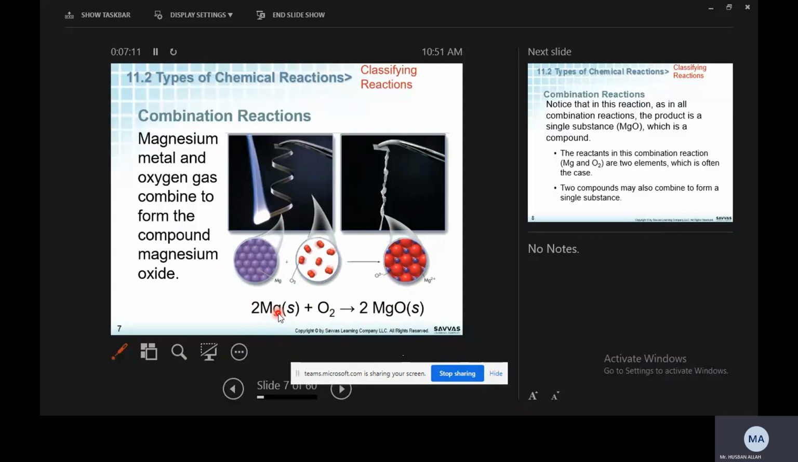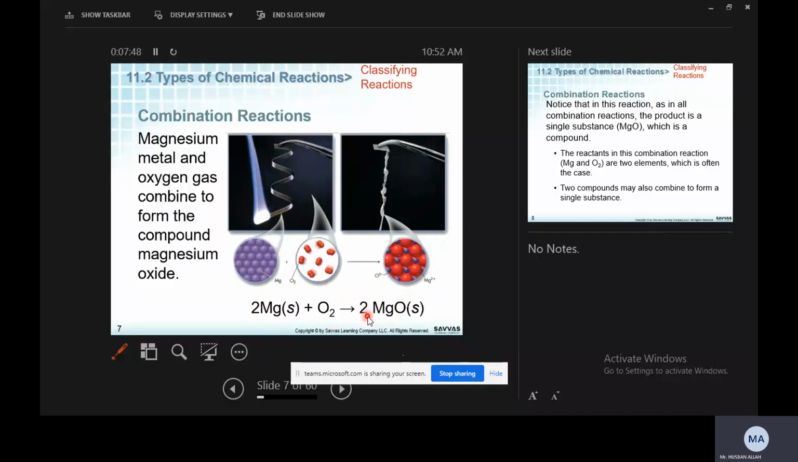We have one magnesium atom, right? One magnesium, and here we have two oxygen, right? So the product which we will give is MgO, magnesium oxide. For a chemical compound we have one right formula, and the right formula for magnesium oxide is MgO, with one magnesium and one oxygen. But here we have two magnesium and two oxygen, right? So to balance it, we will put two here.